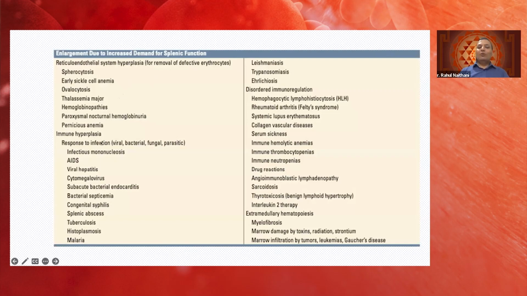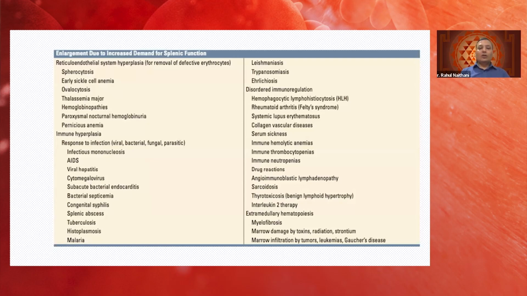If I talk about immune hyperplasia as a mechanism, which is generally a response to an infection, which could be bacterial, fungal, viral, or parasitic. Infectious mononucleosis is one of the very common causes of splenomegaly. AIDS, hepatitis, CMV, subacute bacterial endocarditis, septicemia, syphilis, splenic abscess, tuberculosis, histoplasmosis, a very common cause in India, malaria, Kala Azar, and then in the Western world, trypanosomiasis and ehrlichiosis.